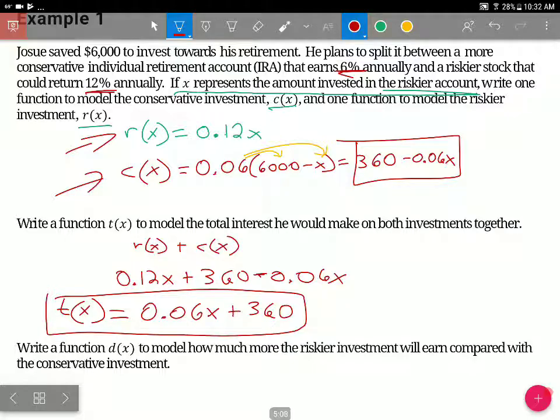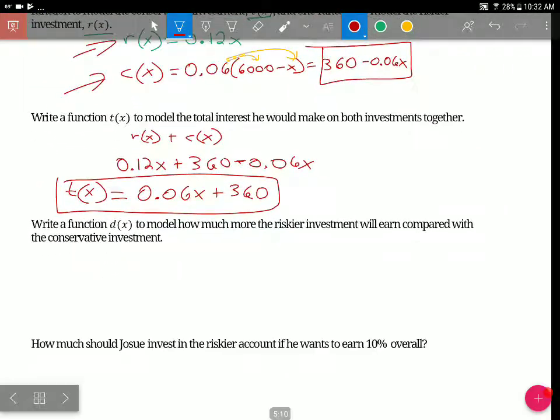So in this case, we had to add them. Okay, the next one. It says, write a function to model how much more the riskier investment will earn. How much more will this one earn compared with the more conservative? Well, if you want to know how much more one is than the other, what do you do to them? You subtract them. If you're 6 foot and he's 5 foot, to see what the difference is, you subtract them.